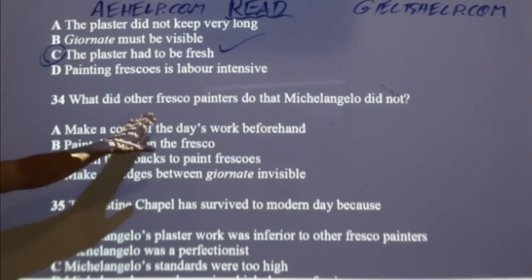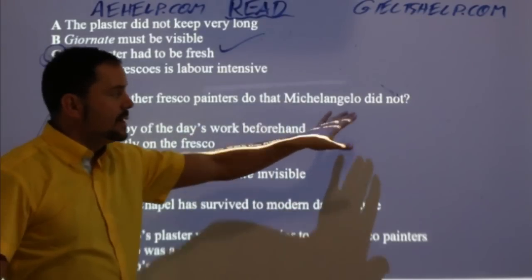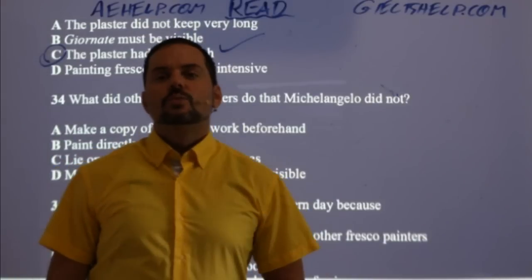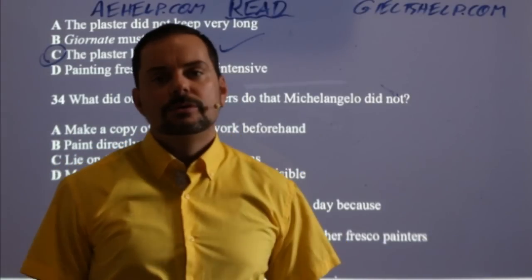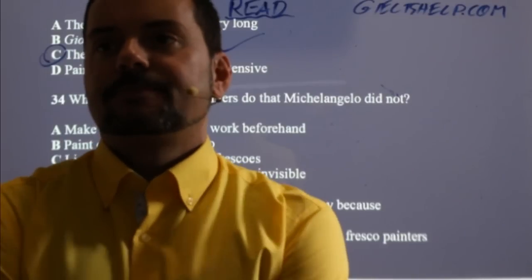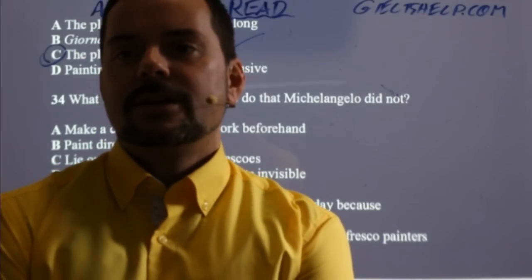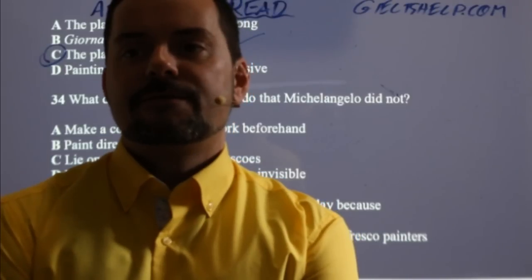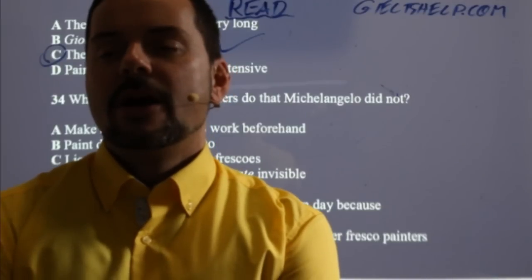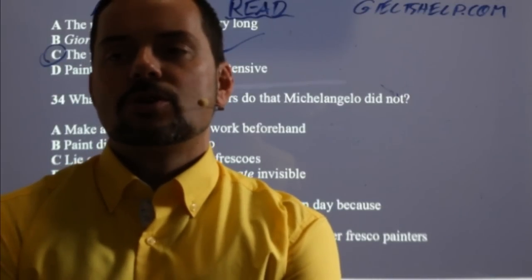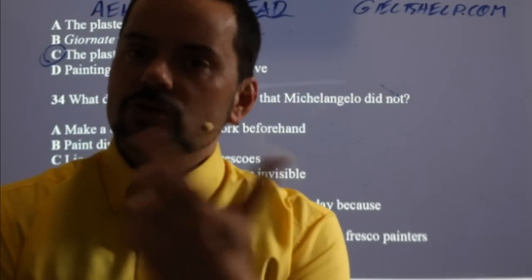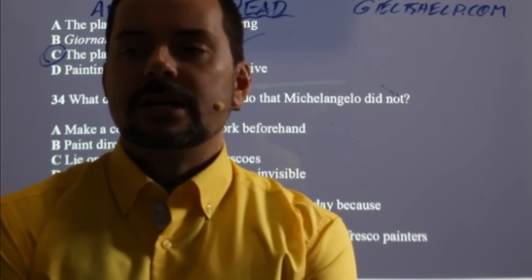What did other fresco painters do that Michelangelo did not? Again, in your own words, what did other painters do that Michelangelo did not? So the plaster had to be fresh to paint. It should say paint in the choice. And what did other fresco painters do that Michelangelo was like, I'm too good, I'm not going to do that? And I visualized this when I was reading it.